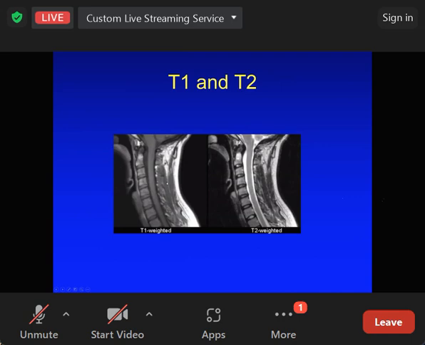So here are two cervical spines, what we call a sagittal view. On the left, it's T1. Notice the CSF is dark, and here on the right, there's T2, and the CSF is white. So generally, anything with water will be white on T2, and many pathologies have increased water content. So often, pathologies show up as white on T2.